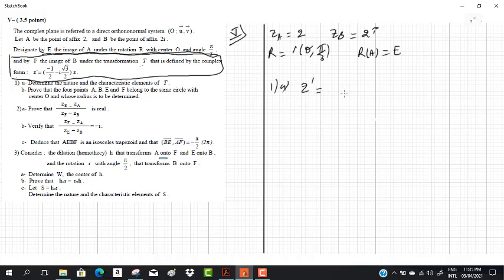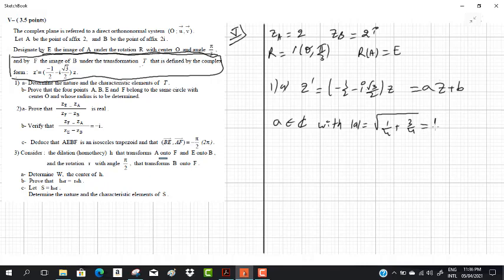The complex form Z prime equals minus half Z minus i radical 3 over 2 Z is in the form AZ plus B. It depends on the value of A, because A belongs to C. We need to know: if the modulus of A equals 1, it is a rotation. If the modulus of A is not equal to 1, it is a similitude. The modulus of A equals radical x square plus y square, equal to 1.